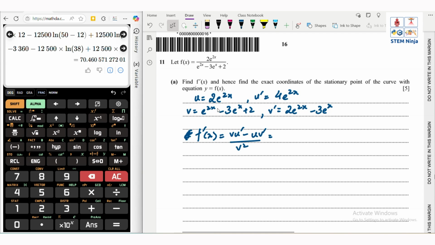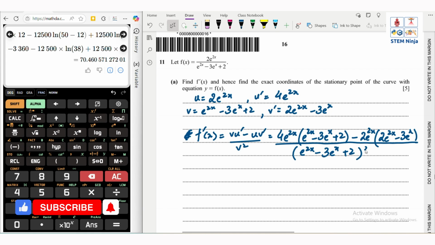So f prime of x would be v u prime minus u v prime over v squared. So v u prime is 4e raised to power 2x times e raised to power 2x minus 3e raised to power x plus 2, minus u v prime, 2e raised to power 2x times 2e raised to power 2x minus 3e raised to power x, divided by v squared, which is the square of e raised to power 2x minus 3e raised to power x plus 2 whole squared.